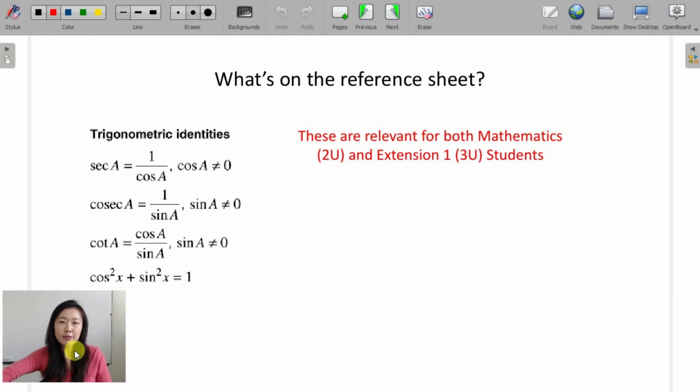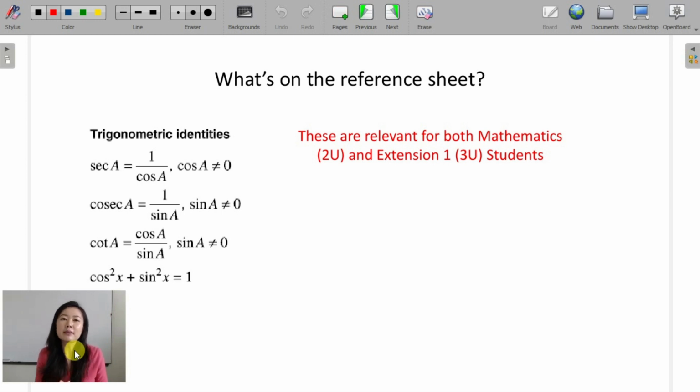Okay, so before we get started, it's good to become familiar with what is on the reference sheet. I know a lot of students rely very heavily on the reference sheet for the formulas, and that's fine. You just have to first know what's in there, what's not in there, and then be able to convert what's in there into something you can use in the exam as well.